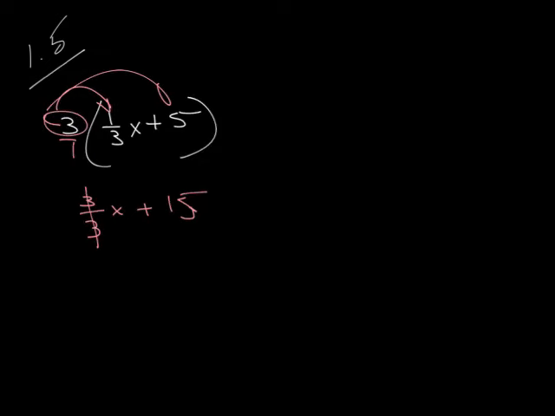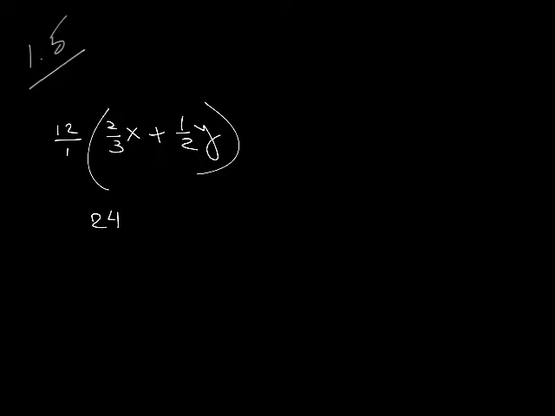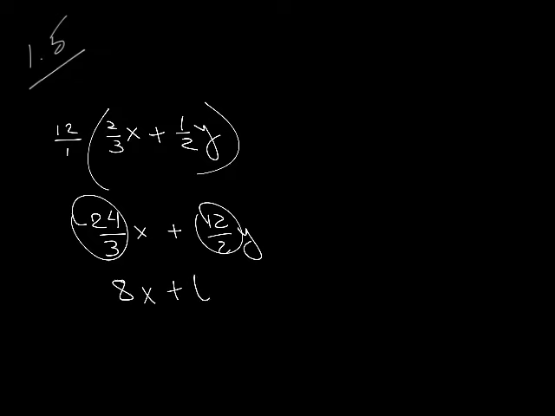Alright, last one in this set of examples, which is number 17. We have 12 times 2/3 x plus 1/2 y. So again, make that into a fraction, and we're going to multiply those two together. Numerator times numerator is 24, denominators times denominators. And again, numerators times numerators, 12 times 1 is 12, denominators times denominators, 1 times 2 is 2. Then we can reduce that, and we can reduce that. And we're done with that.